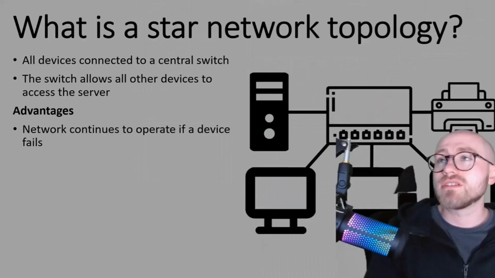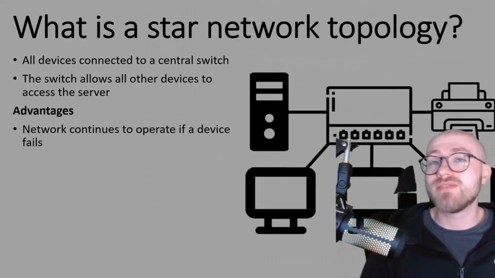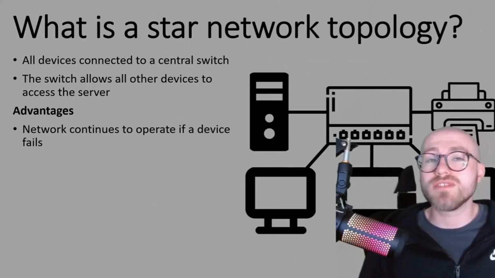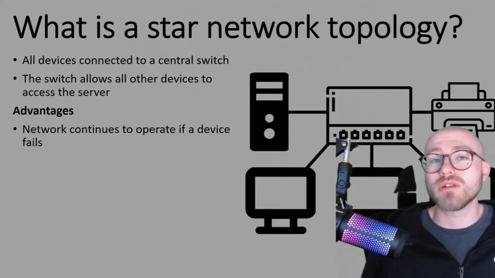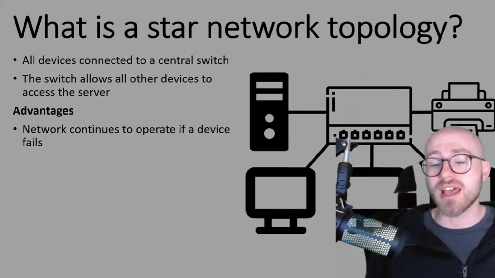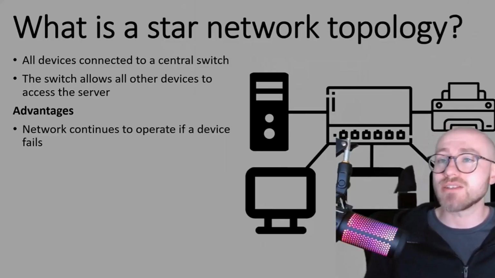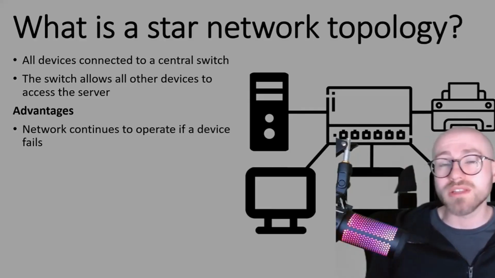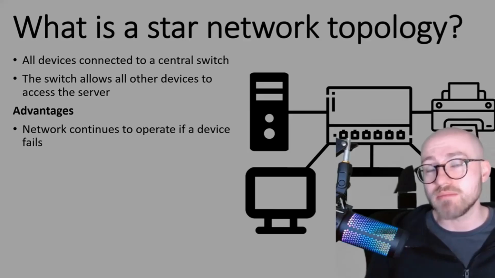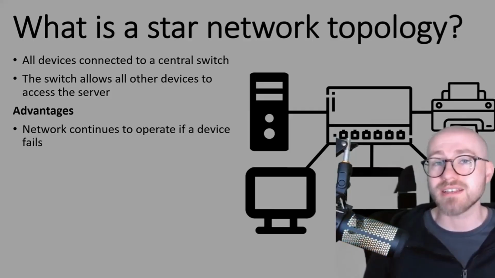So for your advantages of the star network topology, your network will continue to operate if a device fails. So think of it from a school's point of view. Let's say you go into a classroom and one of the computers has, for whatever reason, stopped working. Now, the user can just move to a different PC, they can log in, and then they can still access all of their information. Whereas on older network topologies, if that computer had failed, then the whole network would stop working. So it's a really big advantage of a star network is that you can just move to a different PC and still access all of your information.